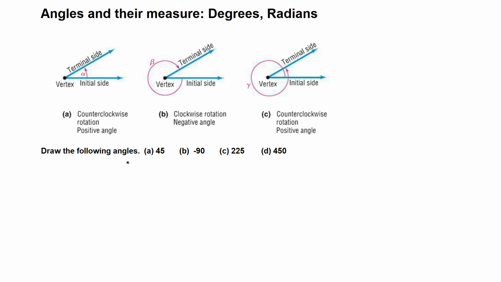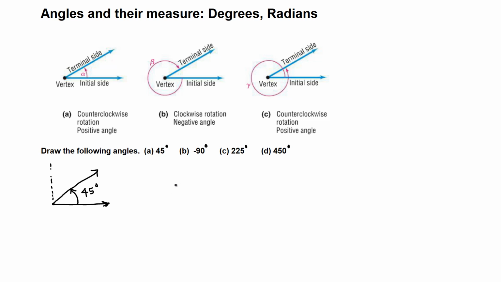Okay, let's draw the following angles. 45 degrees. As we know, we have the vertex and the initial side. This is a ray, and if we go straight up, that would be 90 degrees, a right angle, but halfway in the counterclockwise direction, that's 45 degrees. The angles are 45 degrees, 90, 225, 450.